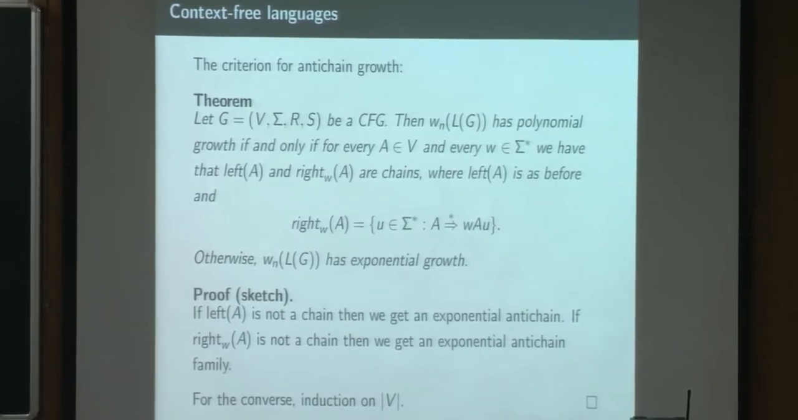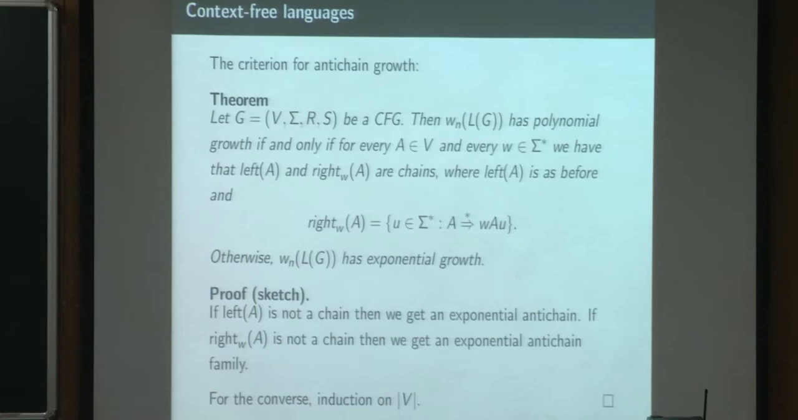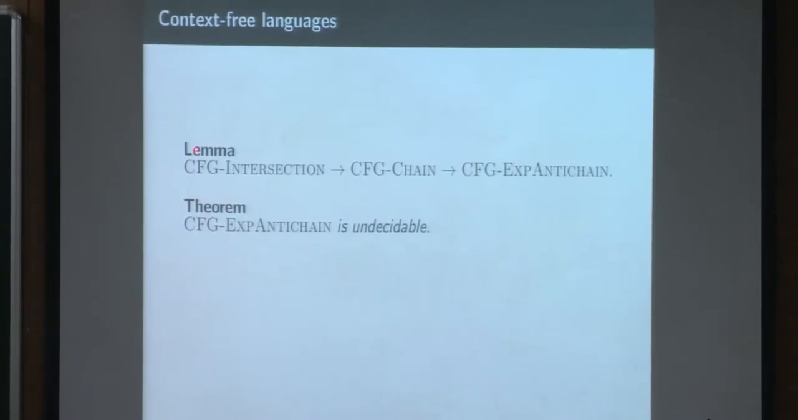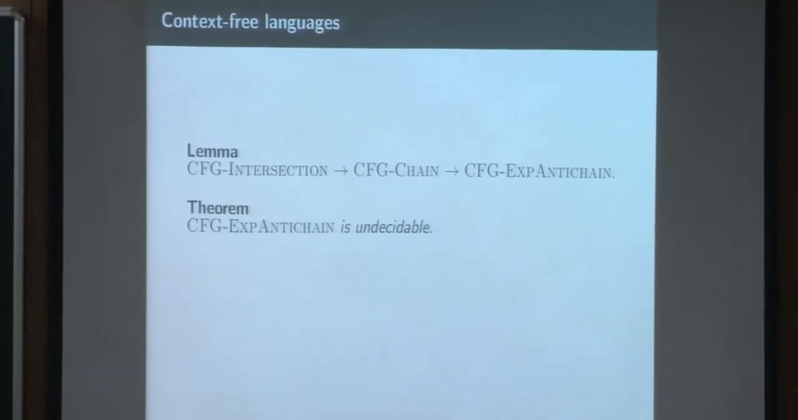So I briefly said for language growth, the condition of context-free languages is also decidable in polynomial time, but interestingly for anti-chain growth that is not so. In particular, it's undecidable to determine whether a given context-free language has polynomial or exponential anti-chain growth, which you show by reduction from the problem of non-emptiness of intersection of context-free grammars, which the last talk told you was undecidable. So you can reduce that to the problem of determining whether a given context-free language is a chain, and then you can reduce that to the problem of exponential or polynomial anti-chain growth. So that proves that determining whether a context-free language has polynomial or exponential width is undecidable.